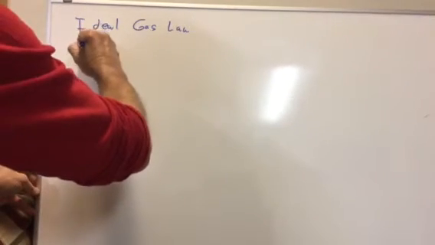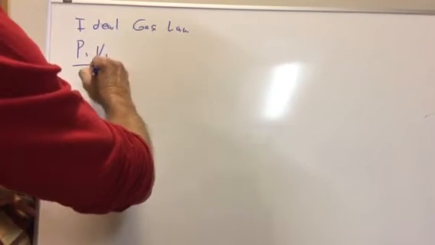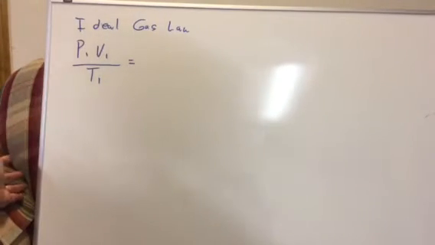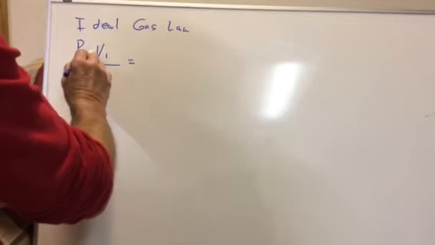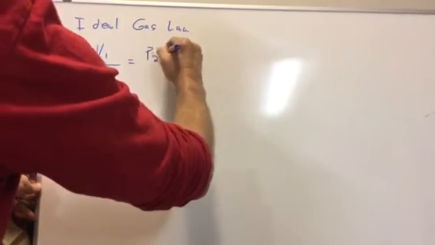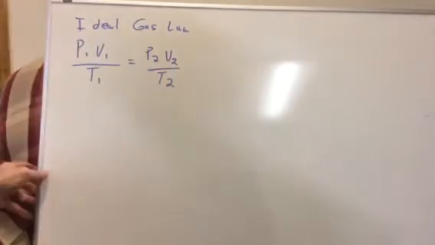So it's pressure, and the reason we do this is because that's more realistically what happens. The pressure changes, volume changes, temperature changes, all change at once. So P1 V1 divided by T1 equals P2 V2 over T2.